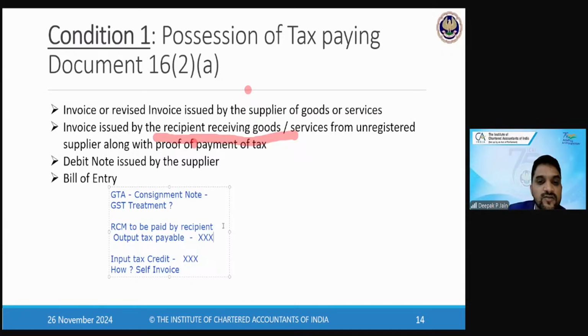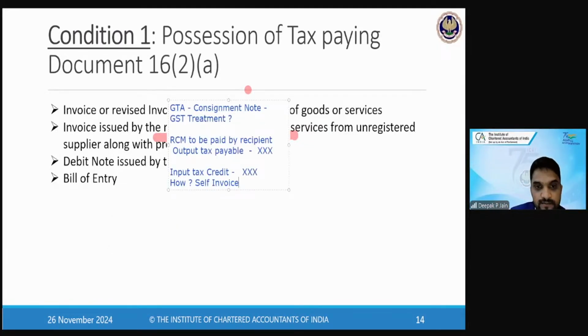Second instance I will tell you is you have taken a service from an advocate. You are stuck in some case in a business matter, and you have taken advocate services. He is raising an invoice to you for rupees 1 lakh. Now, in this scenario, you tell me, should you pay RCM and should you raise a self-invoice?